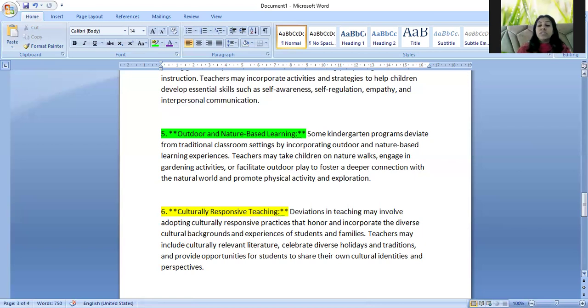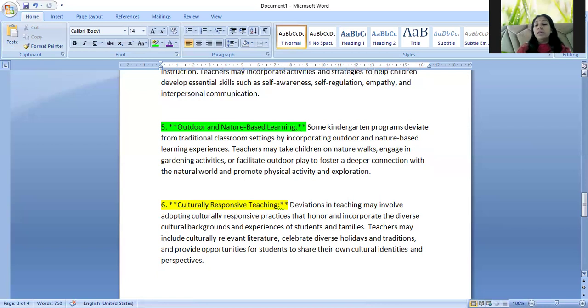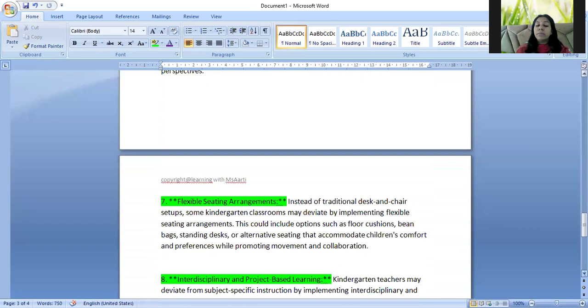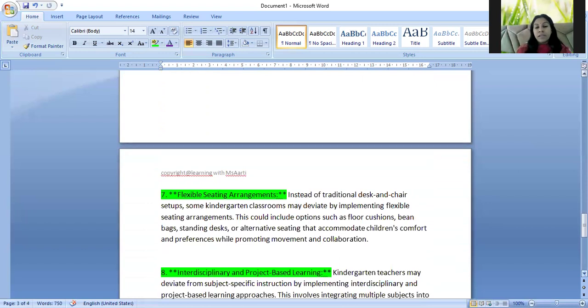So culturally responsive, impactful learning and teaching is also there that we can welcome as teachers. Next is a flexible sitting arrangement. I really want to give a thumbs up to this. Instead of traditional desk and chair setups, some kindergarten classrooms may deviate by implementing flexible sitting arrangements.